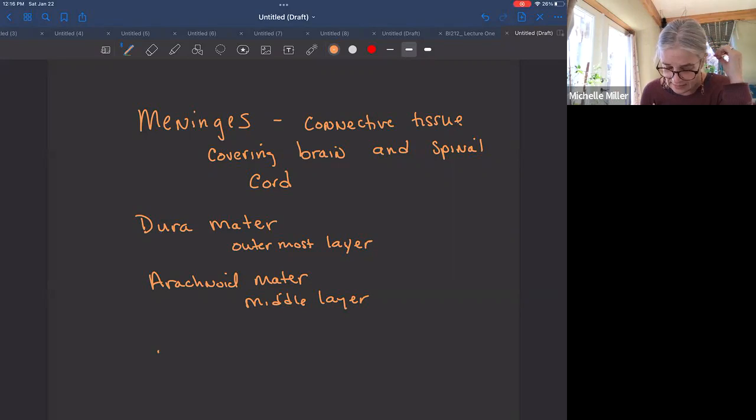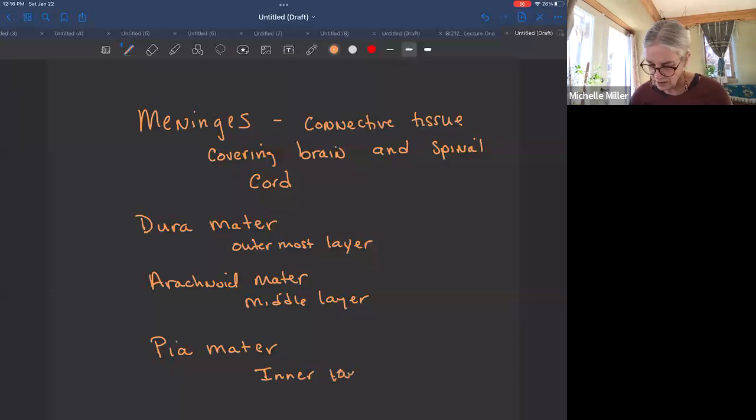Then we have the last one, which is the pia mater. So this is the soft mother, and this is the inner layer that covers the nervous tissue. So this is my inner layer, and it covers the nervous tissue. So it's not a layer that you can actually peel off. It's like adhered to the spinal cord and adhered to the brain. We'll just put covers the structures.